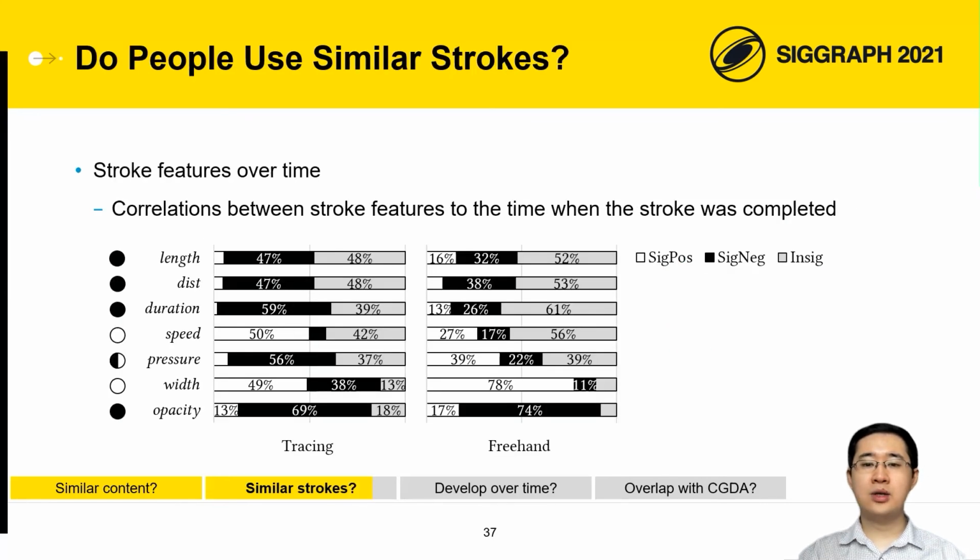To further understand whether people use similar strokes in the drawing process, we extracted a list of stroke features and examined how they changed over time. We observed that in both tracing and freehand, stroke length, duration, and opacity tended to decrease over time. Speed and stroke width tended to increase over time. An inconsistency was pressure. People tended to apply more pressure when they started tracing contours than drawing them on a blank canvas.